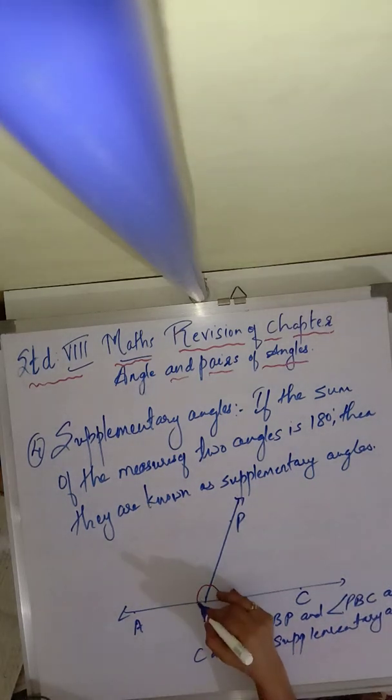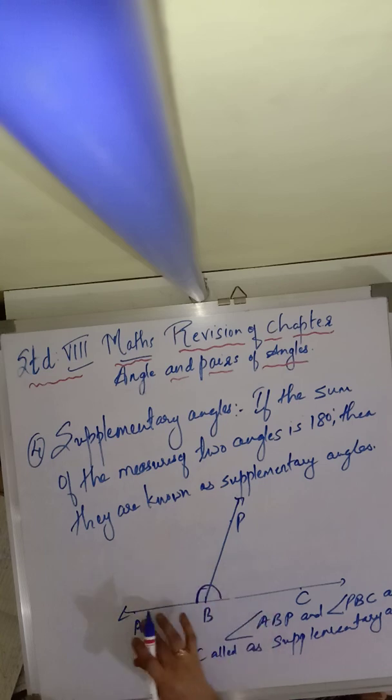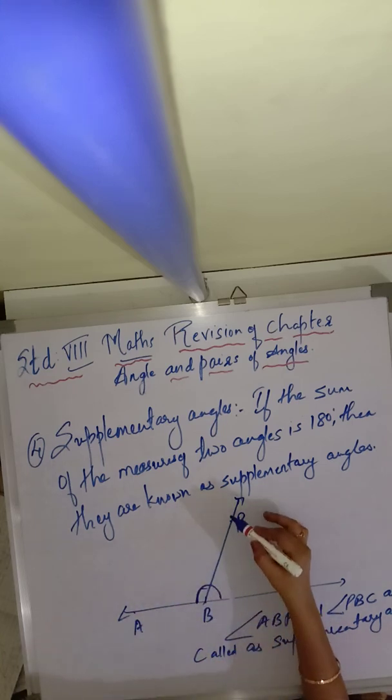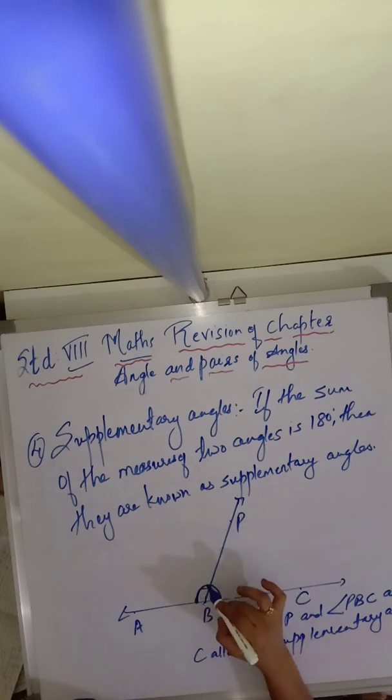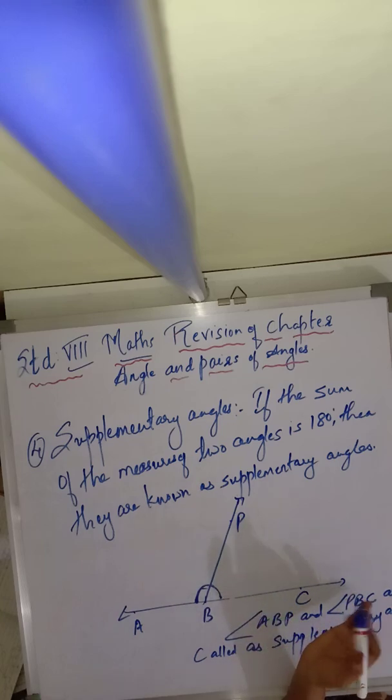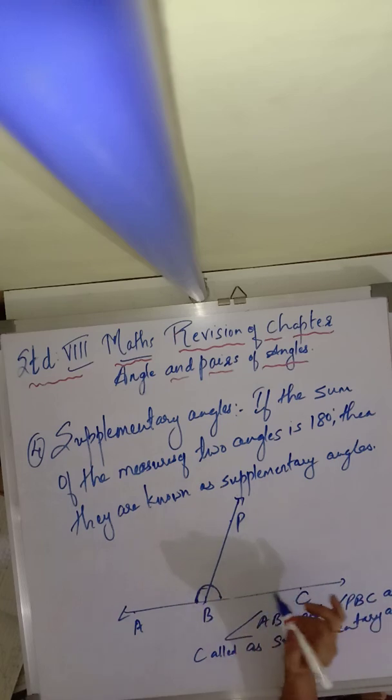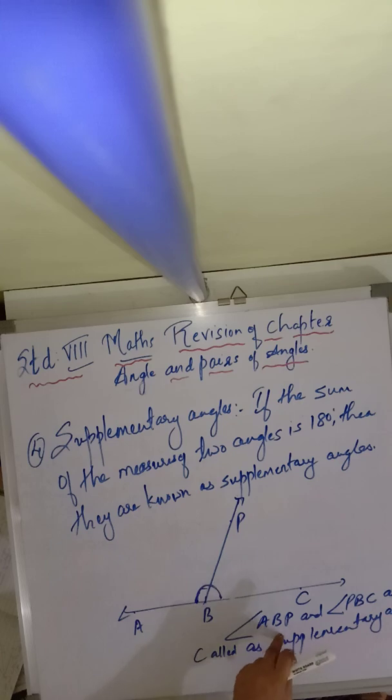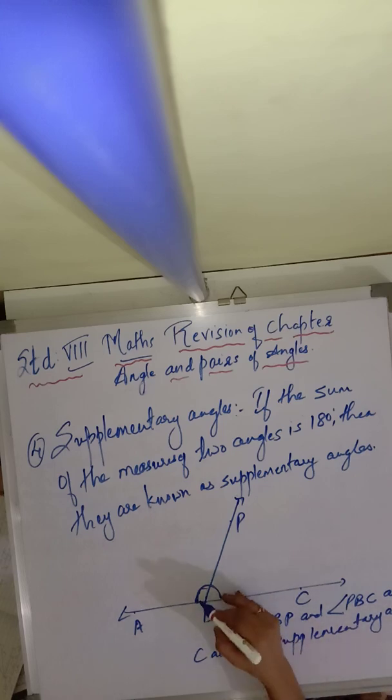Now children, you can see that this is a straight line, right? It is a straight formation of the angle, and here you have one common arm also, and this angle is making up 180 degrees. Yes or no, children? So angle ABP and angle PBC are called supplementary angles. This is making 180 degrees.